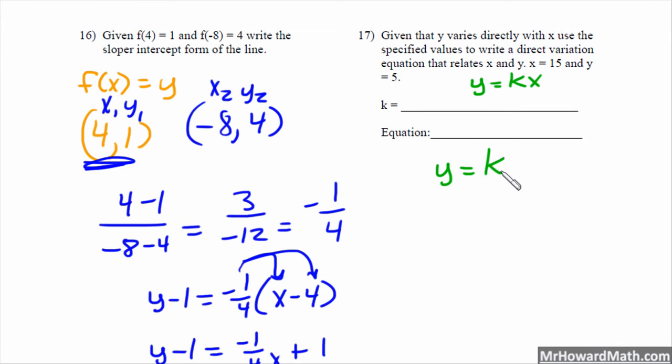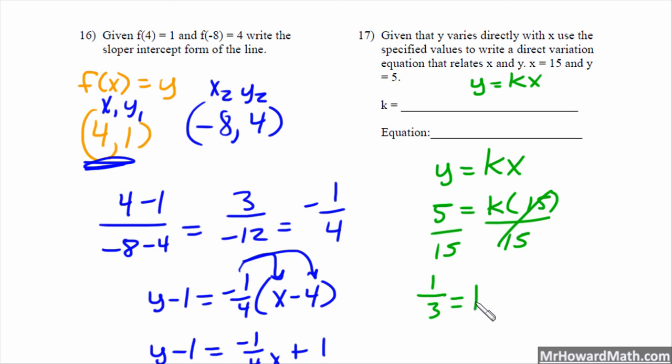The form for direct variation, y equals kx. I know that y is 5, that's given above, k I don't know yet, and x is 15. So just solve for k. So I divide by 15 on both sides. 5 over 15 reduces to 1/3. So k is 1/3. So I'll write k here. And then my equation is just y equals, k is 1/3, so 1/3 x. Y equals 1/3 x. It's in this form. Y equals kx. We found k to be 1/3. That's all you do on that one.